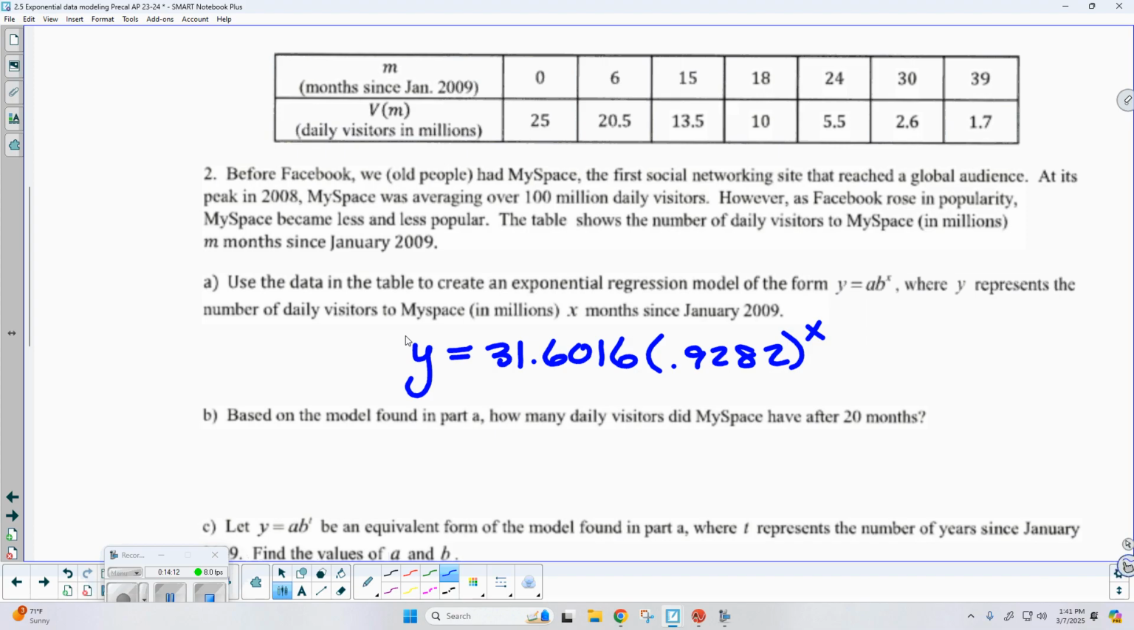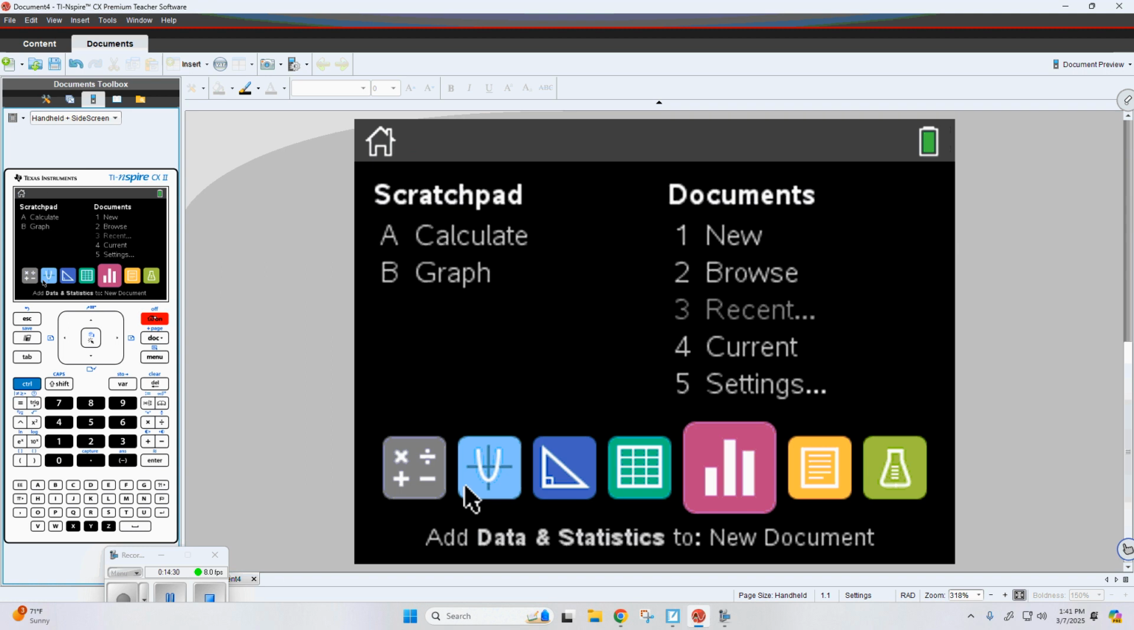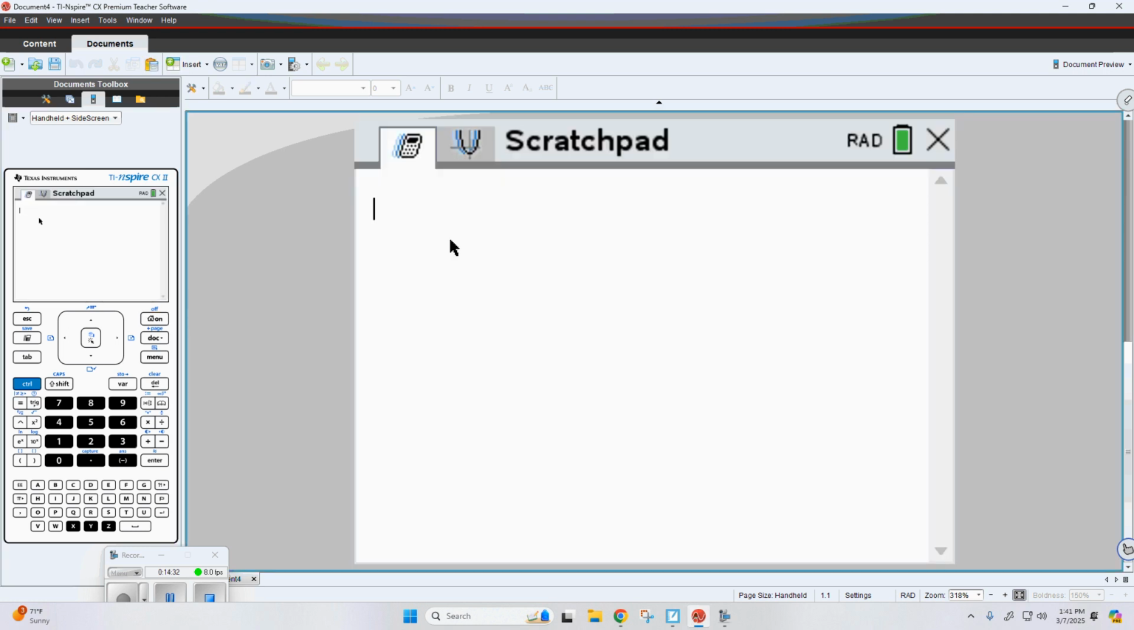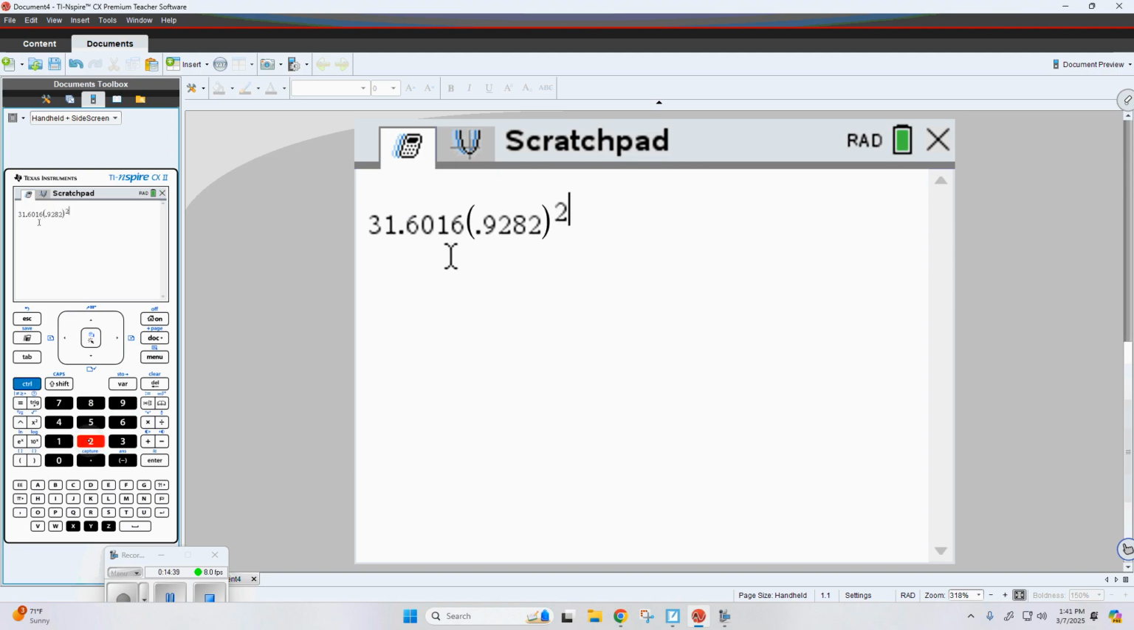There's my function. Okay. Well, B, based on the model we have, how many daily visitors did MySpace have after 20 months? Okay, well, they're giving me the amount of time x, so I'm just going to go ahead and plug that right in. So this one's easy. Okay, let's come on over here to the calculator. Okay, go home. Okay, so that was 31.6016 times 0.9282 to the power of 20. Okay, so somebody help me out here. What should I get when I push enter?